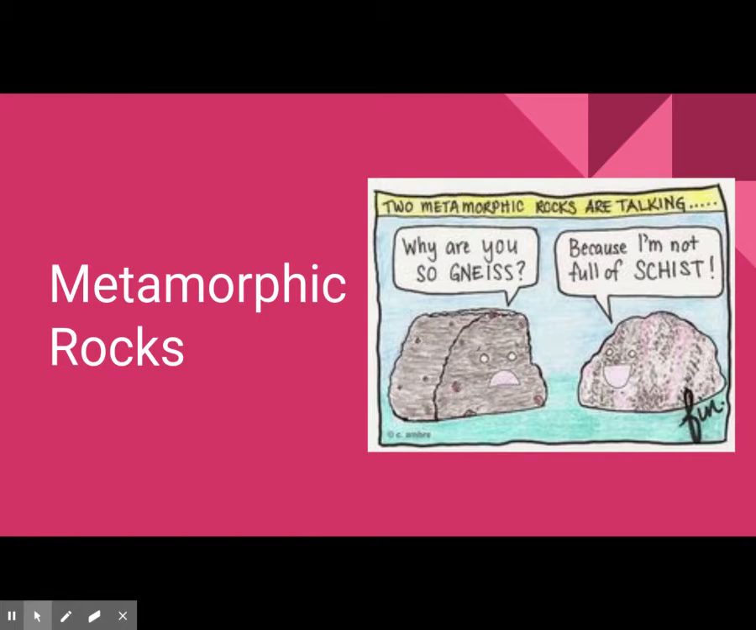So up there in that picture, first of all, just some clarification. Those are two different types of metamorphic rocks. One's called gneiss, that G is a silent G, and then schist. Kind of a maybe a little naughty, but funny joke.